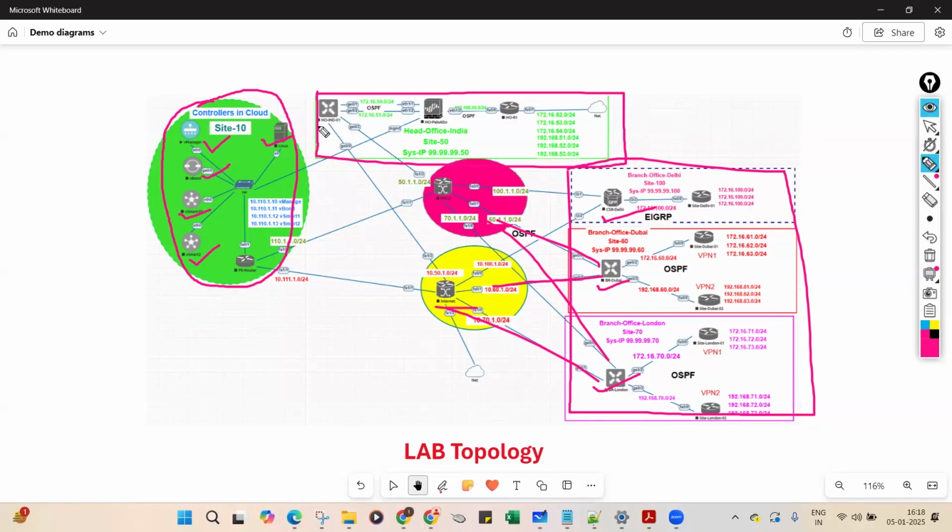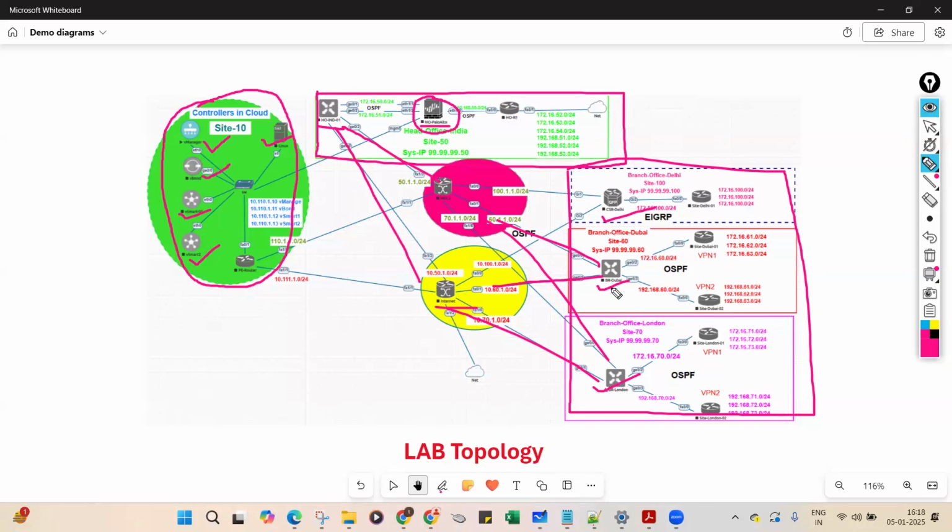This is the hub site where we have one WAN edge router. Again, it is connected to the internet and the MPLS. Here we have our firewall, which we will be checking in our service chaining lectures.